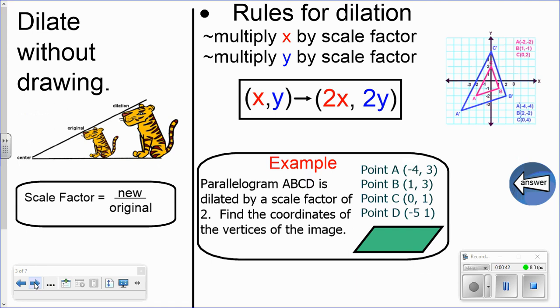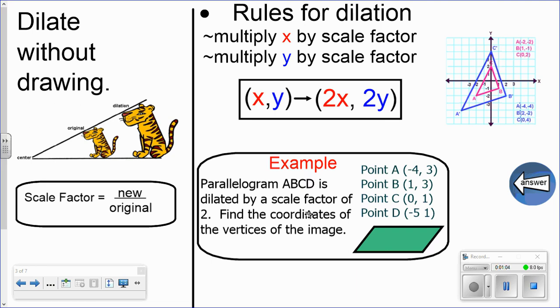So to dilate without drawing, the rule is you multiply the x and the y by the scale factor. So the rule will look like (x, y) goes to (2x, 2y). This number will always be exactly the same for both of them because you can't multiply just x by a number and not y. Your figure won't be proportional.